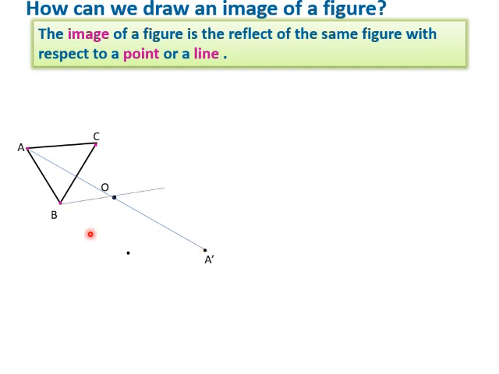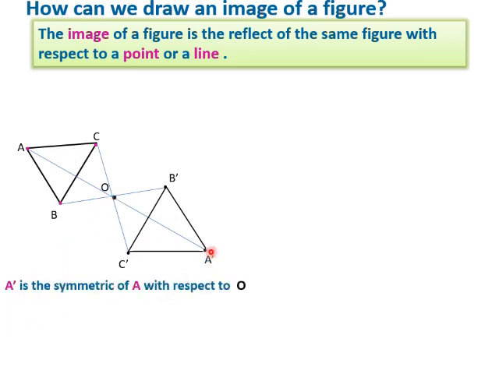Second, we join the 2 points B and O and measure the distance between them. In the same way, this distance has to be equal to the distance between points B prime and O. And finally, we plot the image of C, which is C prime. And at the end, we join A prime, B prime, C prime. Now, triangle A prime B prime C prime is the image of triangle ABC with respect to point O.